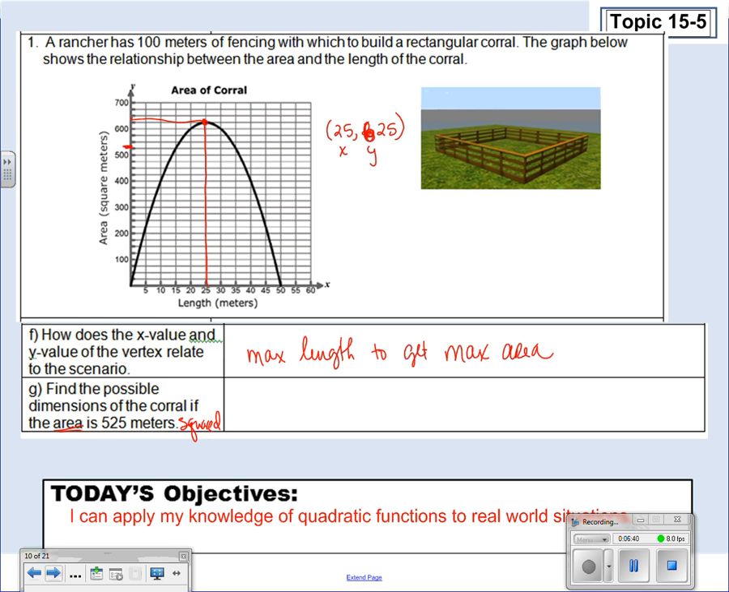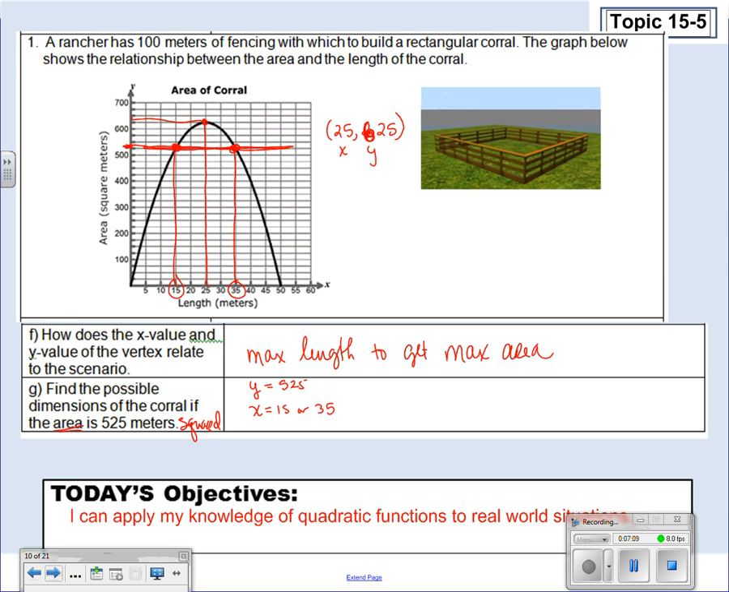That is a y value. So our y value is 525. We are going to go over and see where it hits our parabola. I have it hitting the parabola here and here. Now we'll find those x values. One of the x values is 15. The other x value is 35. So possible dimensions when y is 525: x is 15, or x is 35.